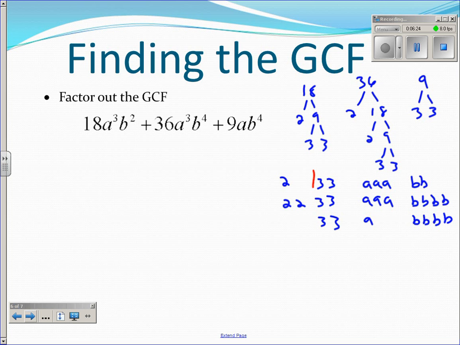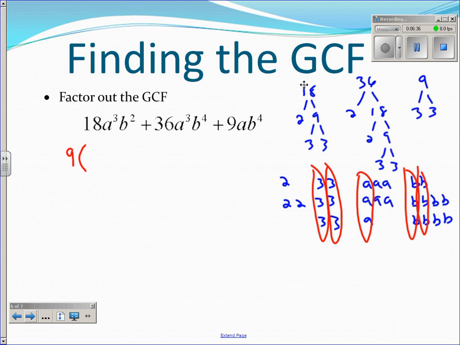What's the same in all 3 rows? I have a 3 in all 3, another 3. I have 1 A, and I have 2 B's. So 3 times 3 is 9. I had an A, and I had 2 B's, so that's B squared.